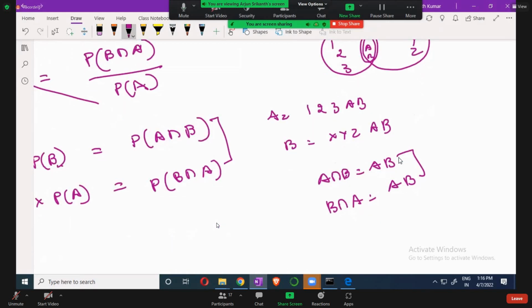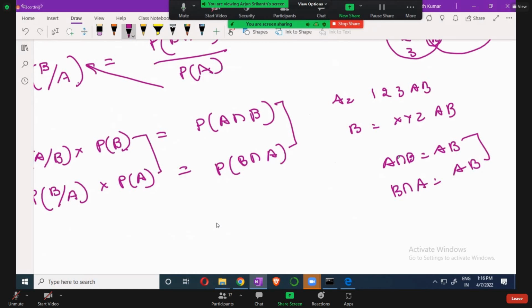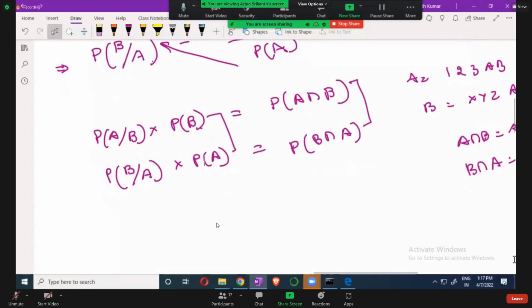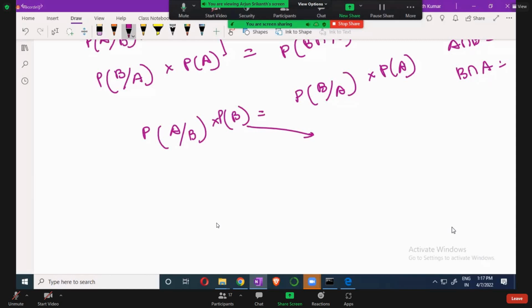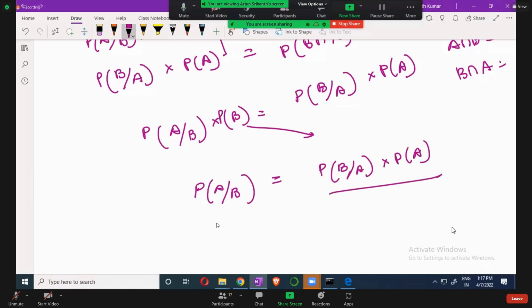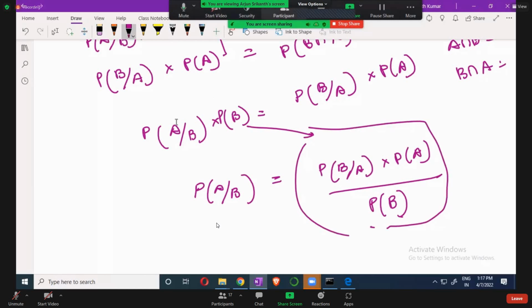So if these two are the same, then I can directly equate them, right? So I can write it something like this. The probability of A when B is given into the probability of B is equal to the probability of B when A is given into the probability of A. Now, if you take this one down, what are you going to get, guys? This is nothing but the Bayes theorem. The probability of A by B is equal to the probability of B by A into the probability of A divided by the probability of B. Now, this is nothing but your Bayes theorem. If you check it out, this is the Bayes theorem.